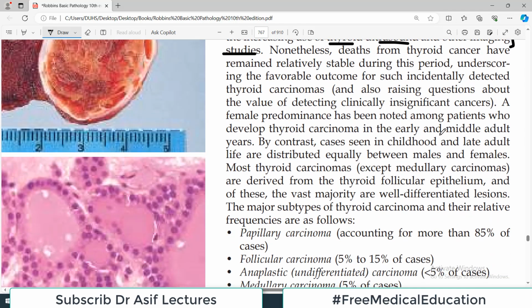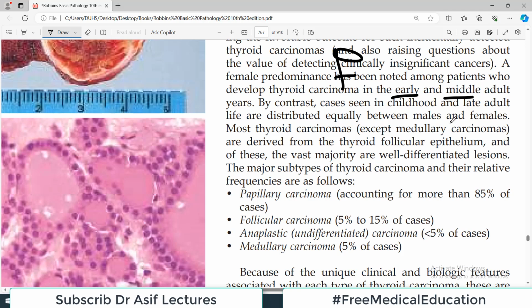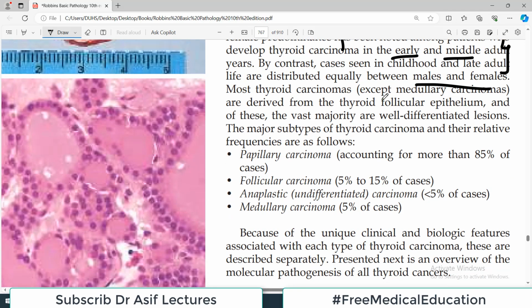A female predominance has been noted amongst the patients who develop thyroid carcinoma in the early and middle adult years, so female preponderance. By contrast, cases seen in childhood and late adult life are distributed equally between males and females. So the distribution is like this: in a particular age group there is female preponderance, and after that male and female ratios are equal. Most thyroid carcinomas, except one, which we will read about shortly, are derived from thyroid follicular epithelium. So the lining epithelium of the follicles gives rise to follicular derived cancers. One exception to this rule is the medullary carcinomas, which usually do not derive from the follicle cells.